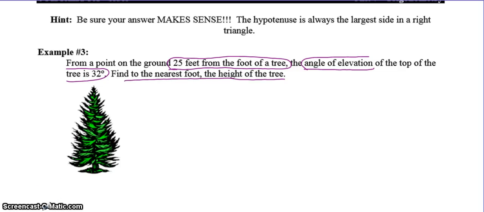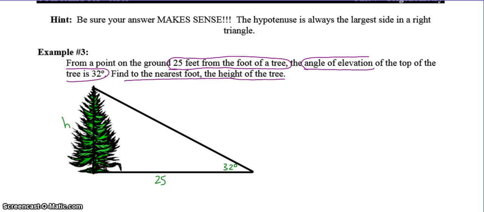What I want you to do is to press pause on the video, and I want you to try to draw the diagram. So make a right triangle out of it. I want you to label where the angle is, where the 90-degree symbol is, the side you know, and the side you're trying to figure out. So press pause and try to draw the diagram. So here's what your diagram should look like.